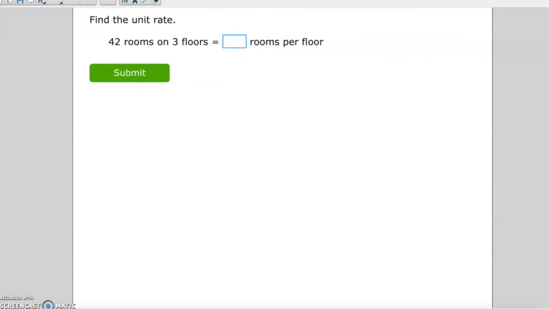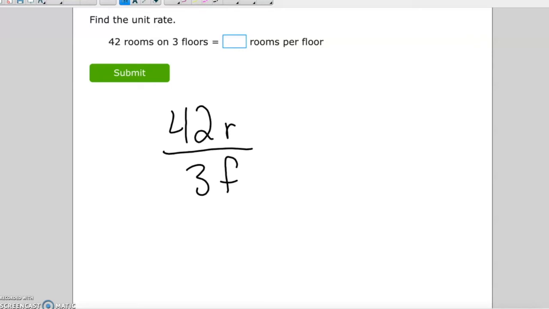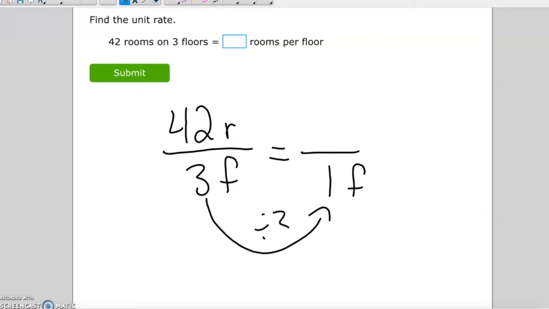This one, 42 rooms on 3 floors. Okay, maybe this is a hotel. So how many rooms is that per floor? Go ahead and figure that out. The unit rate here. Did you label it? 42 rooms, 3 floors. And so we're looking for rooms per floor. We don't know the rooms per floor. That's 1 floor. Man, dividing by 3 a lot, it looks like today, doesn't it?